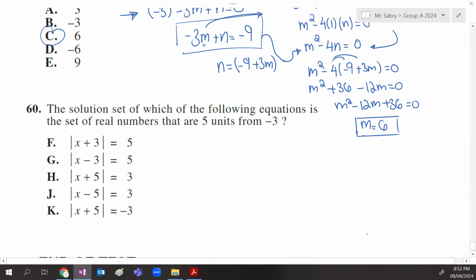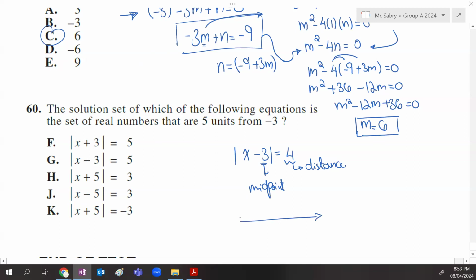The solution set of which of the following equations is the set of real numbers that are 5 units from -3. I told you قبل كده, I'm not sure if you remember ده أو لأ, بس I told you إنه في الabsolute inequalities أو equations, مثلا if I have |x minus 3| equals 4, we call this number here, بعكس الساين, the midpoint. And this number here, we call it the distance. It's the distance between the midpoint and the answers.